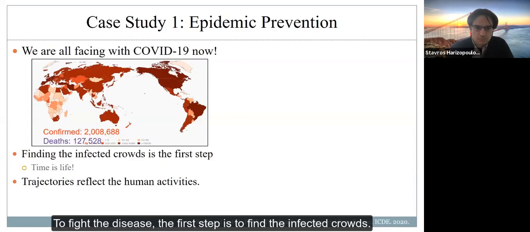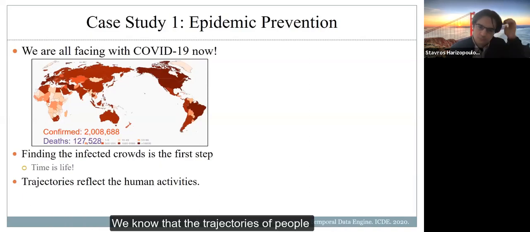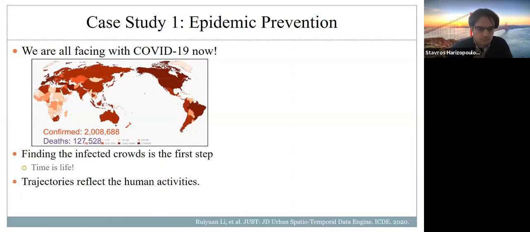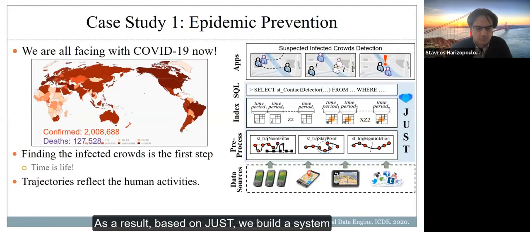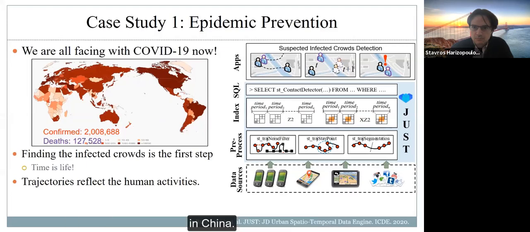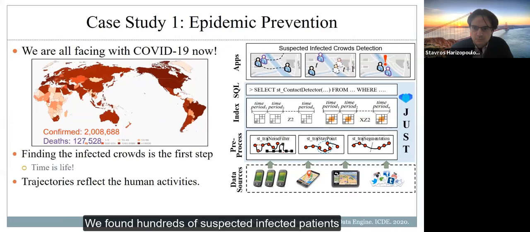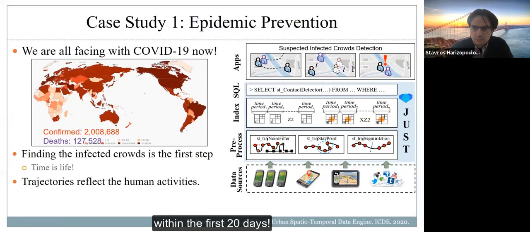To fight the disease, the first step is to find the infected crowds. We know that the trajectories of people can reflect human activities. As a result, based on Just, we built a system to efficiently detect suspected infected crowds. Our system is deployed in many government departments in China. All trajectories are granted by the users. We found hundreds of suspected infected patients within the first 20 days.